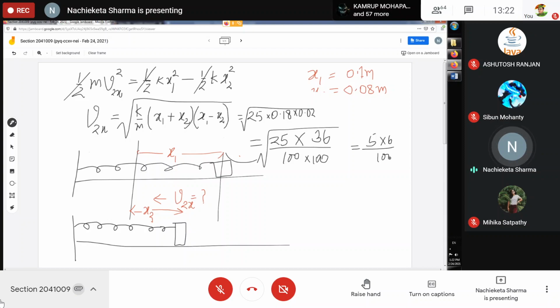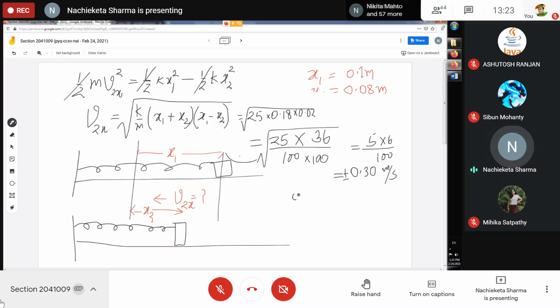So 5 into 6 is 30, 30 by 100 is 3 by 10, and 3 by 10 is nothing but 0.30 meter per second, isn't it? Meter per second. But you have got two signs. Signs means plus and minus, because both the roots will be, because of v squared, so actually you have to add plus or minus. Are you able to understand?